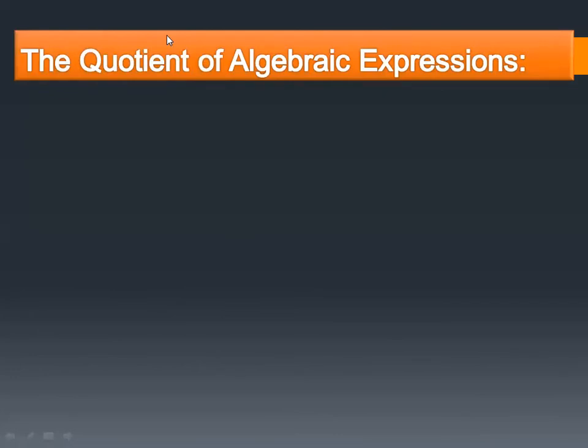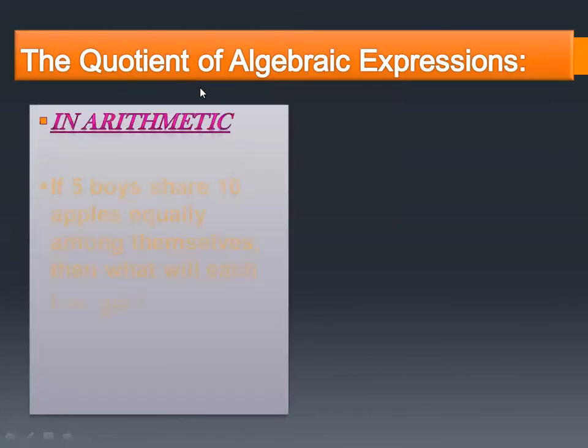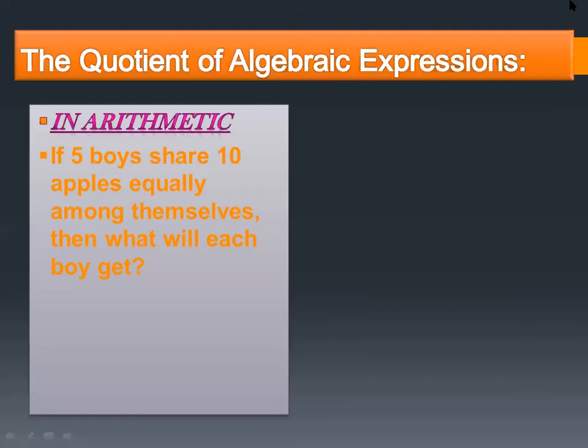The last is the quotient of algebraic expressions. Quotient means divide. Product means multiplication in algebra and quotient means division of algebraic expressions. So in arithmetic, if 5 boys share 10 apples equally among themselves, then what will each get? Here you have to find out each. Wherever you have to find each, you will divide it.